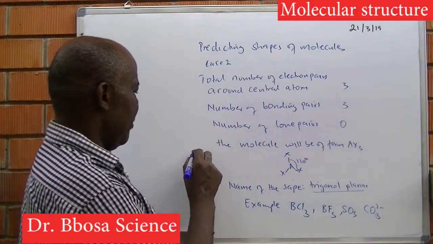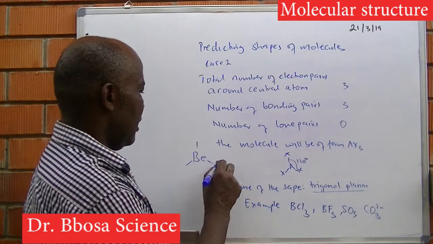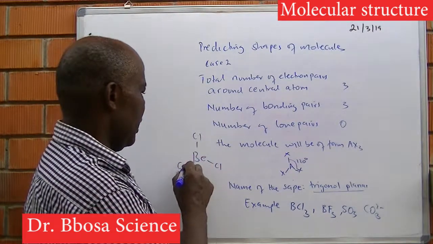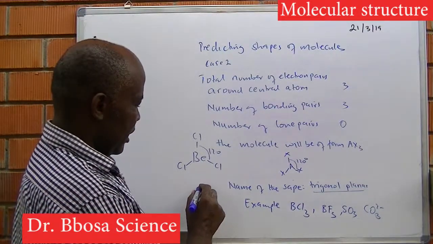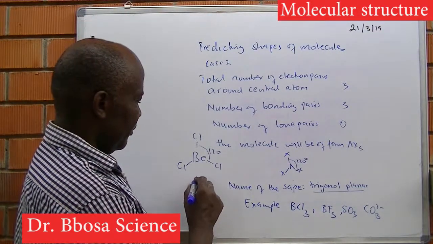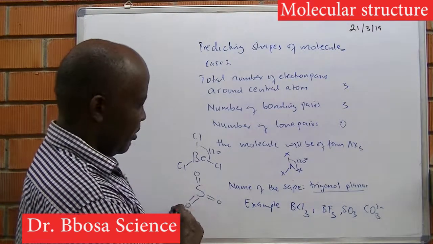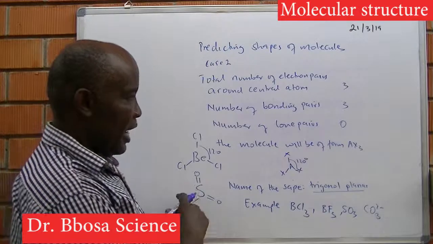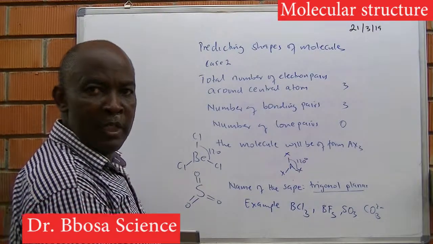So beryllium chloride will be like that. Chlorine, chlorine, chlorine, and this angle here is 120. Sulfur trioxide will have a similar shape. Also, these are double bonds, not single bonds.